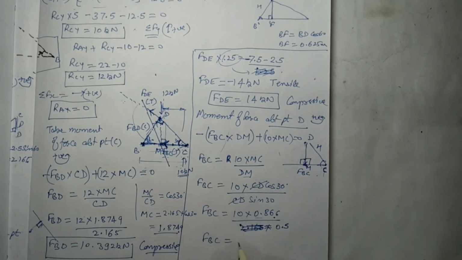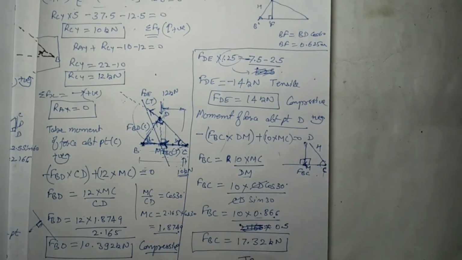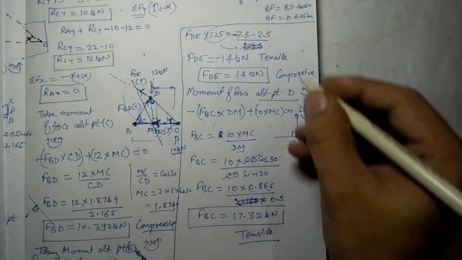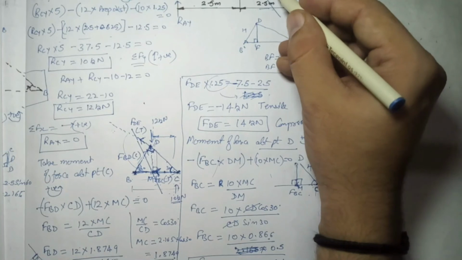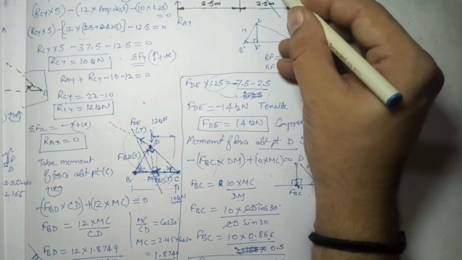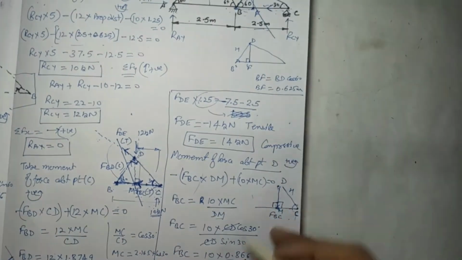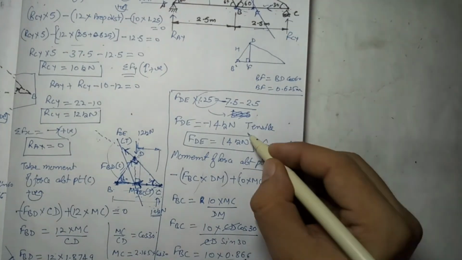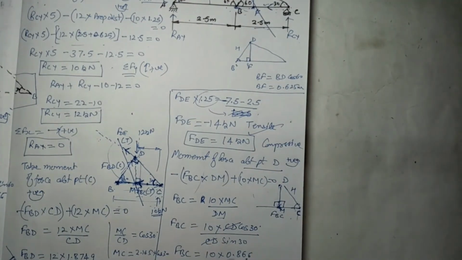So FBC, when I calculate, I am getting that is equal to 17.32 kilonewton, and it is coming positive, and the nature is tensile as per our assumptions. So directly we can say this FBC is tensile, and this is the direction. So in this way you can find out all the forces. I have calculated FDE, FBC and FBD.